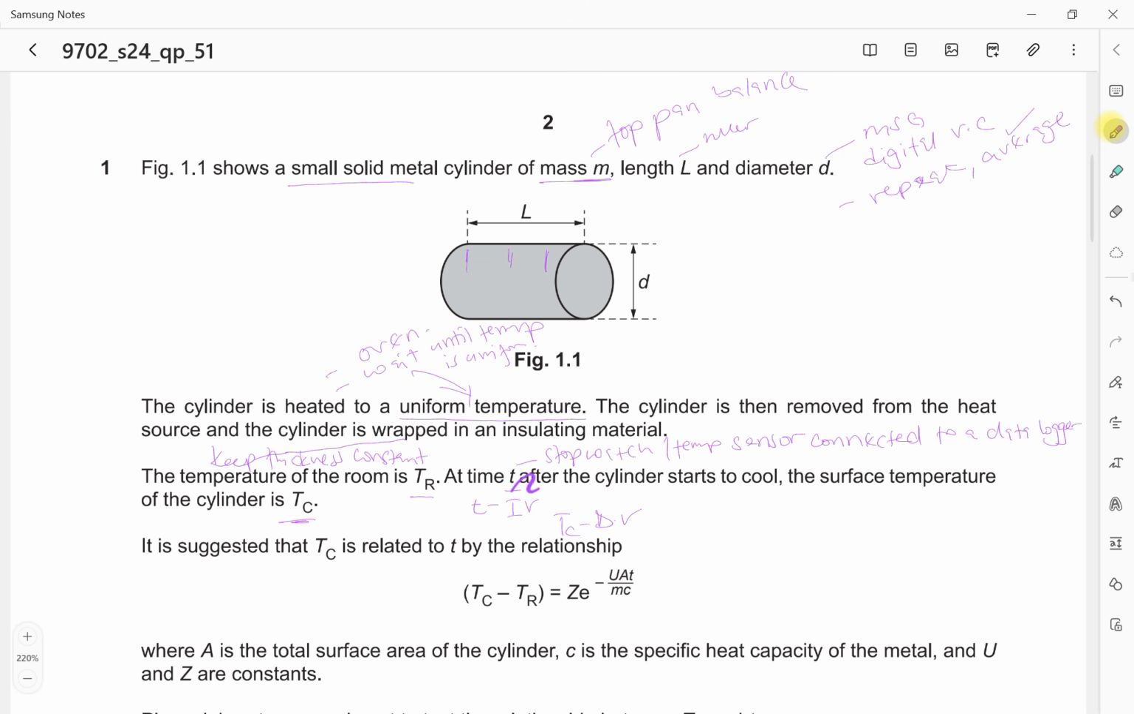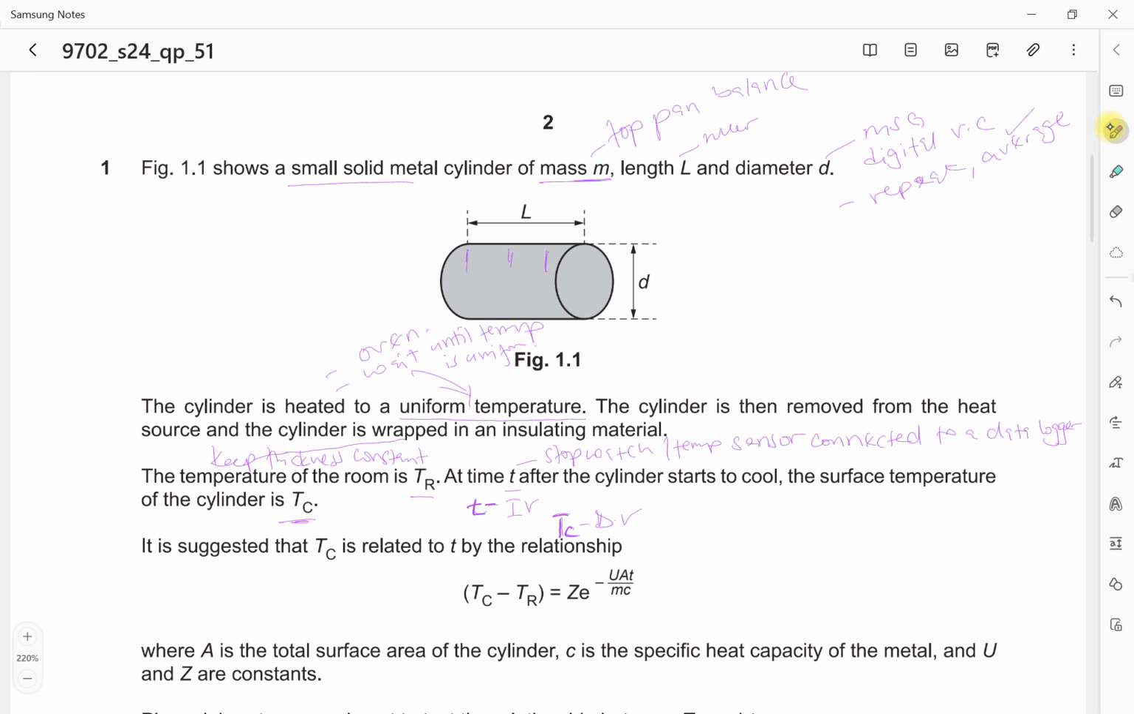So I have already identified small t to be the independent variable, and capital Tc is going to be the dependent variable. Small t is what I will be changing as the experimenter. I'll be changing the time after the cylinder starts to cool, and then I check the surface temperature at that time, which is going to be Tc. So Tc is going to be depending on small t. That's why I'm saying small t is the independent variable and capital Tc is the dependent variable.